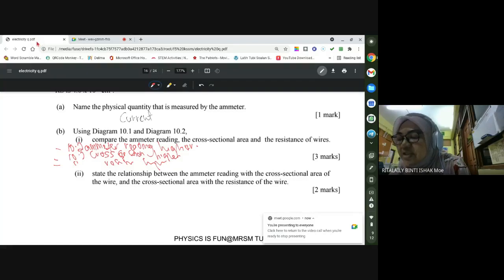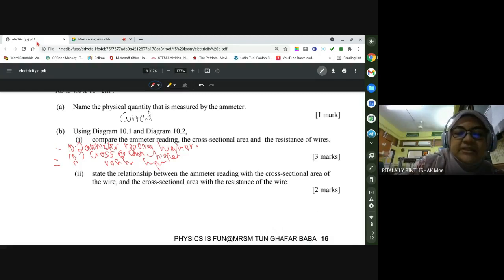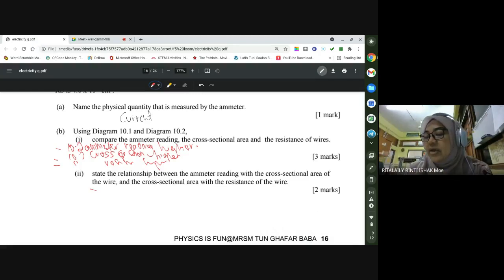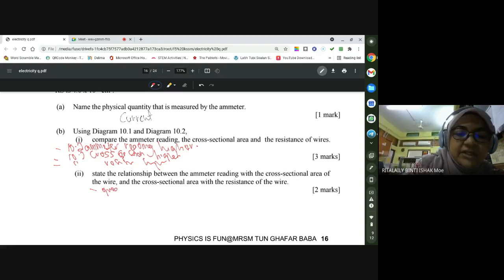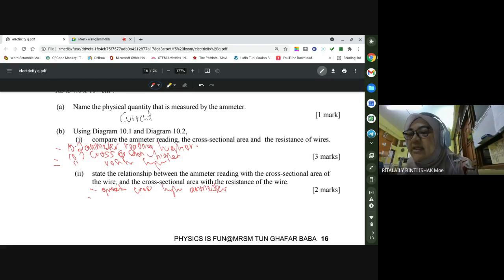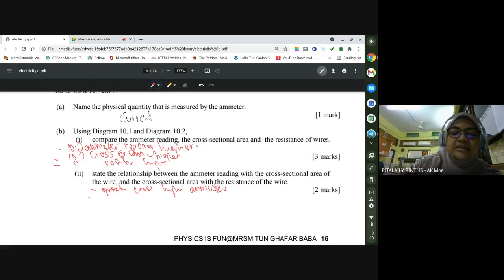The greater the cross-sectional area, the higher the resistance. Now being recorded. Firstly, greater cross-sectional area, higher reading of ammeter. And then as for the second one, Ivy's answer is: greater the cross-sectional area, the higher the resistance.